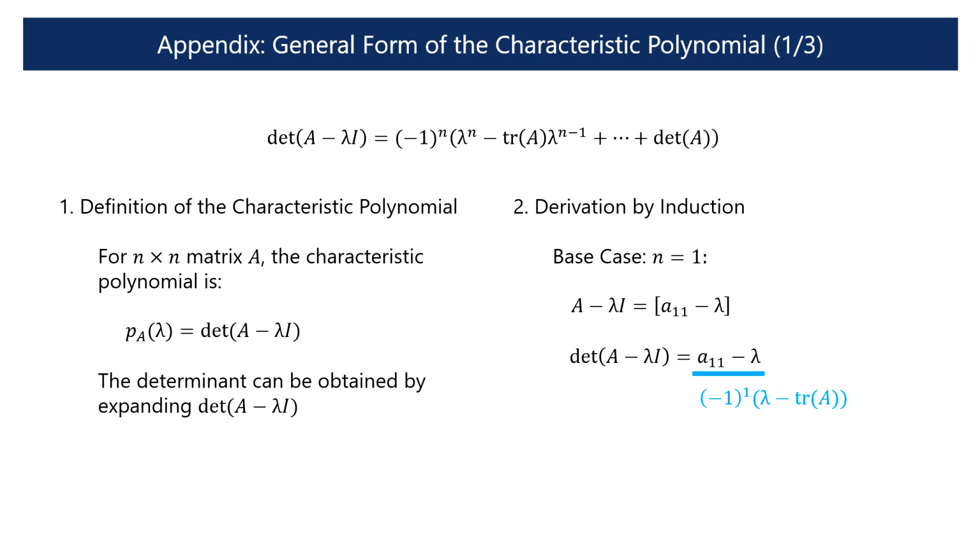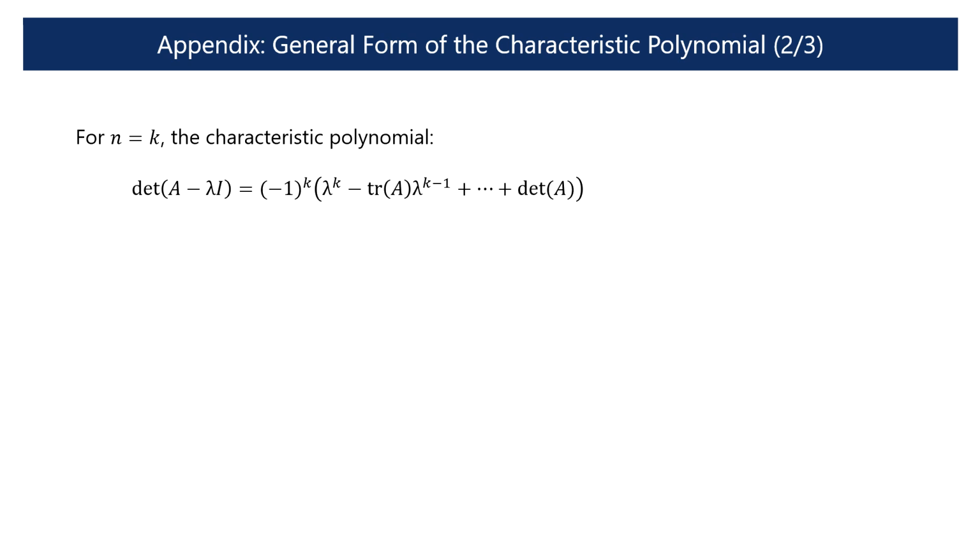First, suppose a base case where n equals 1. If the matrix A is of order 1, it is a scalar, and its determinant can be expressed in this way. This form matches the characteristic polynomial's general structure. Next, assume that n equals k. For n equals k, the characteristic polynomial can be expressed in this way.